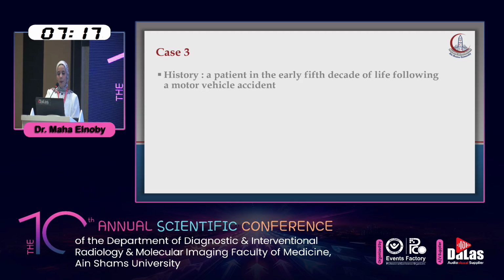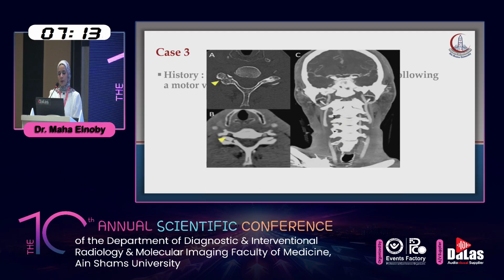Case number 3: a patient in the early 5th decade of life following a motor vehicle accident. Non-enhanced CT demonstrates a fracture of the right superior articular process of the C6 vertebra. When CTA was done, it shows complete lack of opacification of the right vertebral artery. The coronal view also shows non-opacification of the right vertebral artery. This means complete occlusion following a motor vehicle accident, so it's grade number 4.